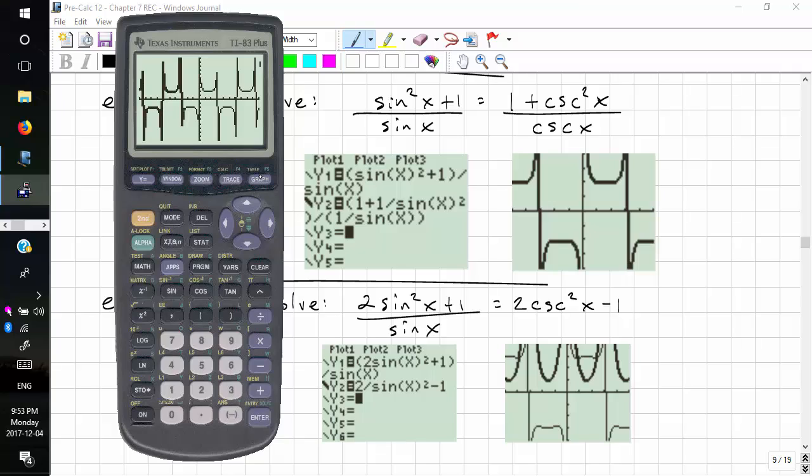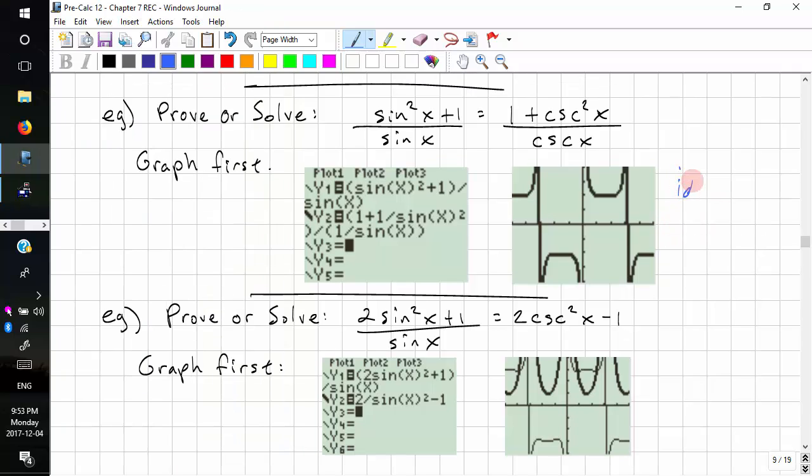Okay, and it looks like our curves match. To run a better check, you would narrow the window to make sure that they're on top of each other, but that's fine for now. Okay, they match just like this drawing here. And when they match, we say they're identical. So we need to prove this. This is not something we solve. This is something we prove.